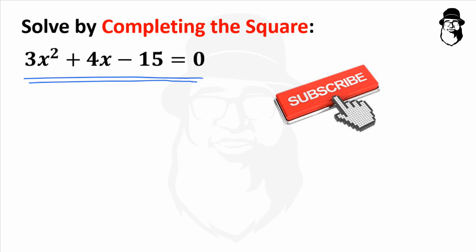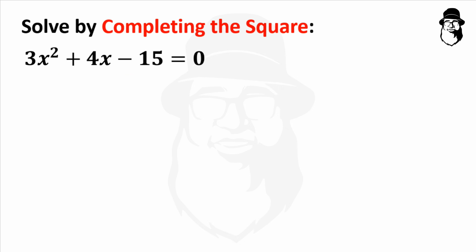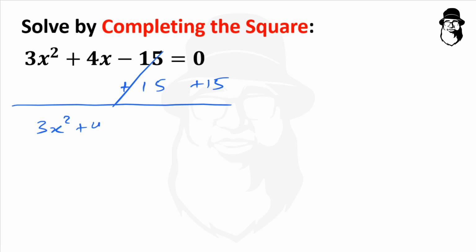Let's start the question. First step is to get rid of this constant. We'll just keep the x terms on the left side and anything else we'll move to the right side. So to get rid of this minus 15, we'll do plus 15 on both sides. It will be 3x squared plus 4x is equal to 0 plus 15, which is 15.